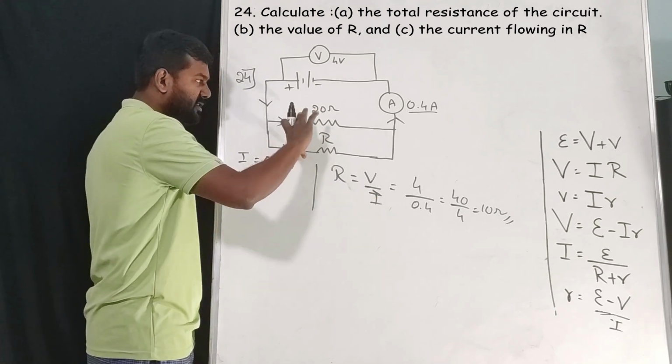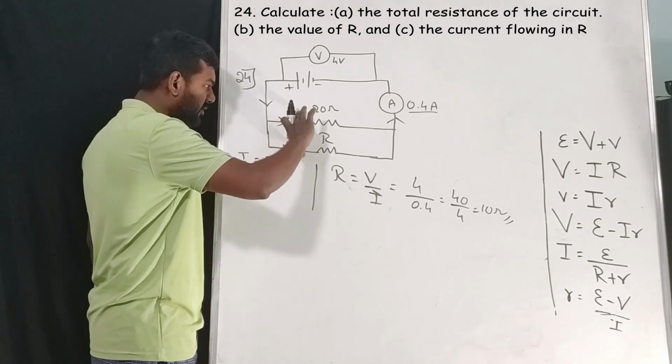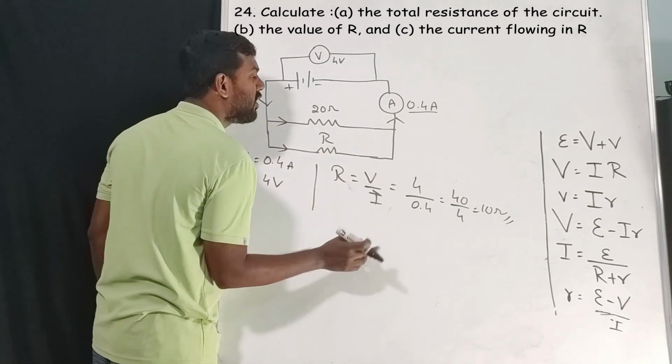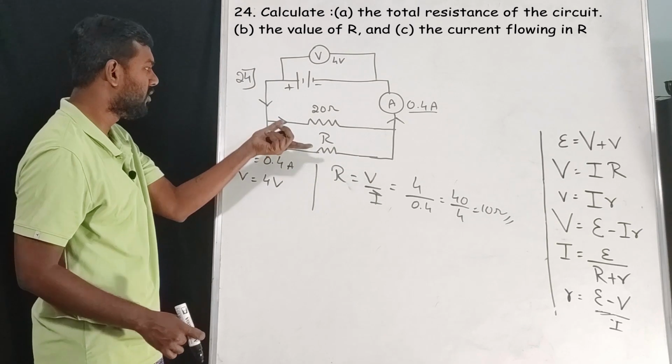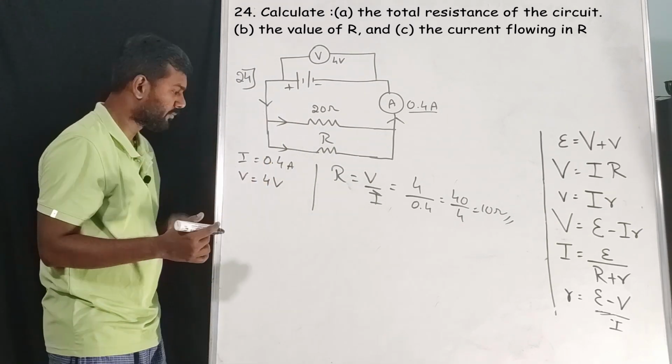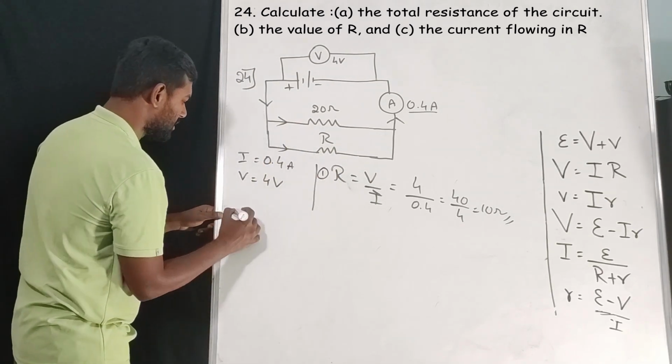Whenever we solve these two resistances, these two are in parallel, right? Whenever we solve these two resistances, what answer are we going to get? That is 10 ohm. So we got that value. Using that value, we can find these two values. Correct? Now this is the first sub question.